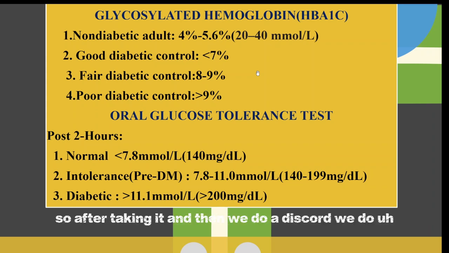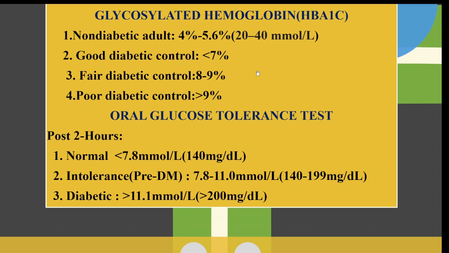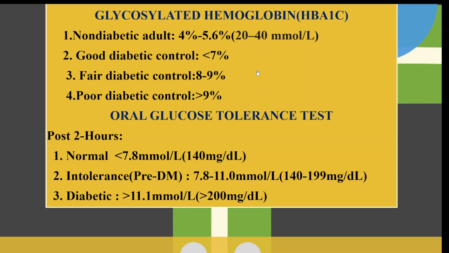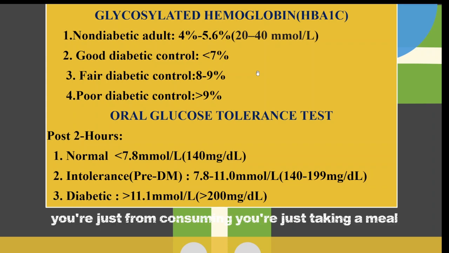And then we wait for 2 hours. After 2 hours, we determine the glucose levels. Now if you find that the glucose level is less than 7.8 millimole per liter, then it means that you are normal, you are okay. Because we expect your glucose to be somewhat high, more than 6, because you are just from taking a meal.